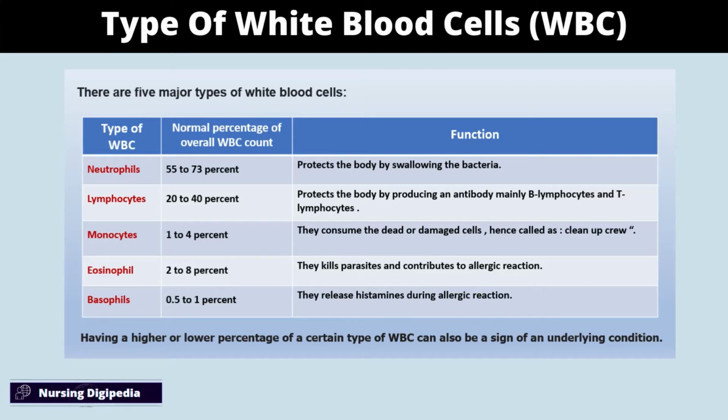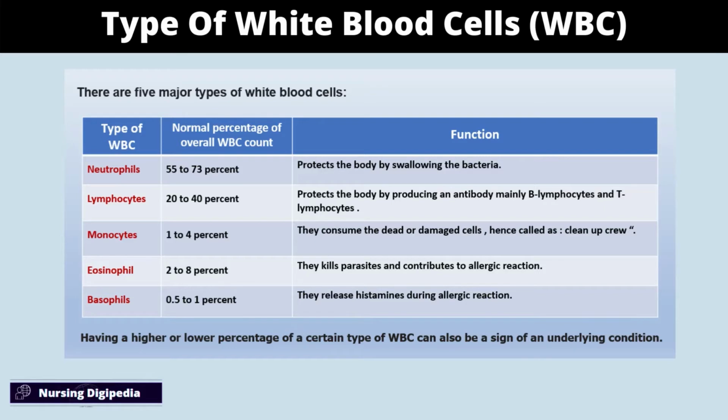Neutrophils range between 55 to 73%. They protect the body by swallowing the bacteria. Lymphocytes range between 20 to 40% and protect the body by producing antibodies, mainly B lymphocytes and T lymphocytes. Monocytes range between 1 to 4%. They consume the dead or damaged cells, hence called the cleanup crew.